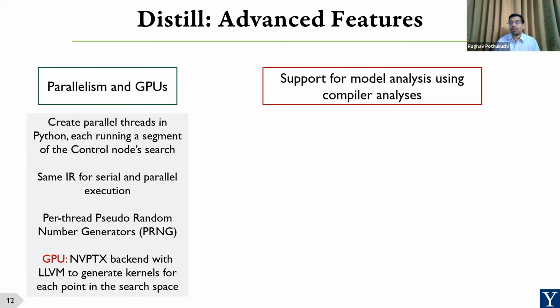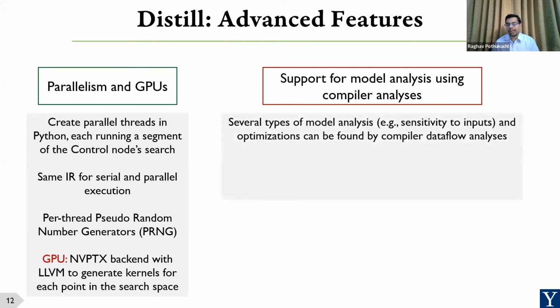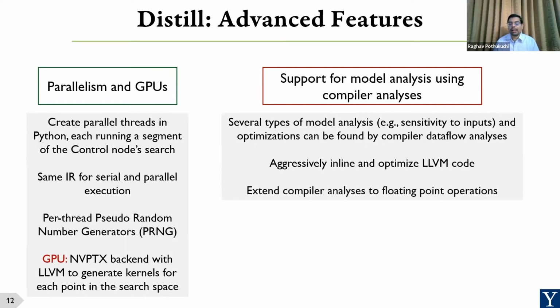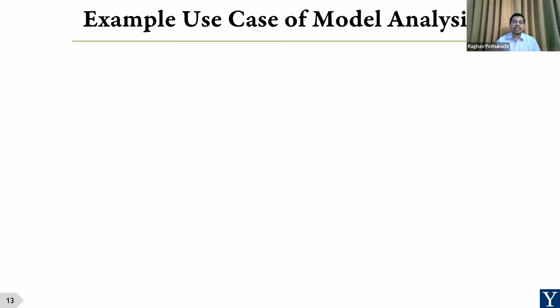Finally, Distill has support for model analysis using compiler analysis. We discover that several types of model analysis that cognitive scientists undertake, such as identifying the sensitivity of outputs to inputs, can be entirely done by compiler data flow analysis. When a cognitive model is run in this mode, Distill aggressively inlines and optimizes the LLVM code beyond what standard optimizations do. And then it uses compiler analyses like value range propagation and scalar evolution that are extended to floating point operations. Here is an example of how model analysis benefits cognitive scientists.